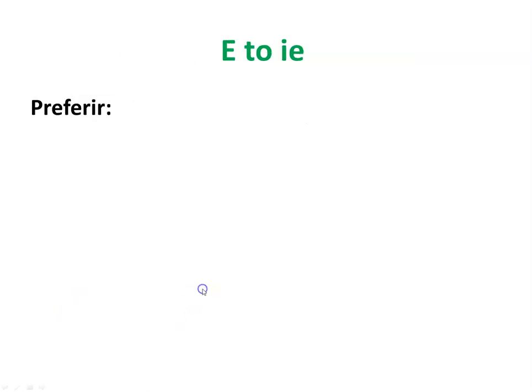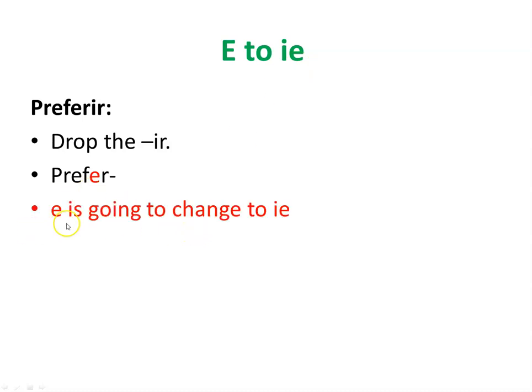Let's start with the first one. So we have preferir, okay? So the first step that we need to do is to drop the IR, which is the ending of the infinitive. And then we have the stem, okay, prefer. This E is going to change to IE when we conjugate. So let's see what happened.